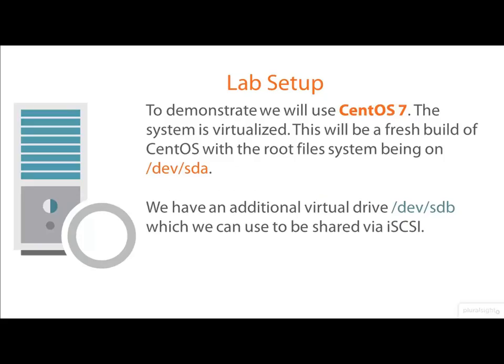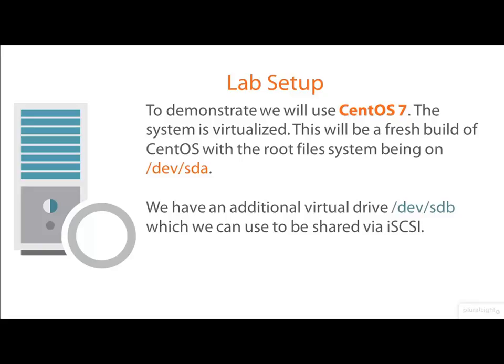Before we get on to our content, let's just take a look at our lab setup. So we're using a fresh build of CentOS 7 with our root file system being on SDA. We've got a second device, SDB, and we're going to use this to share out via iSCSI. So that gives you at least an idea that we'll be looking at iSCSI.